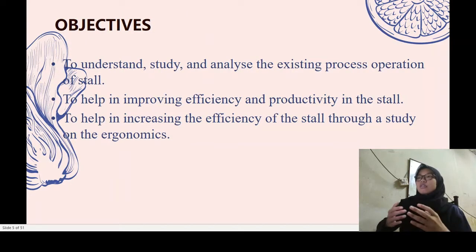The objective of this project is to understand, study and analyze the existing process operation of the stall. It is to help in improving efficiency and productivity in the stall. This project also helps in increasing the efficiency of the stall through a study on the ergonomics.